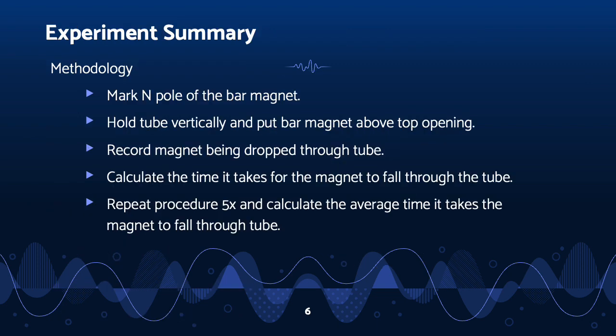Experiment summary. Mark the north pole of the bar magnet, hold the tube vertically, and put the bar magnet above the top opening. Record the magnet being dropped through the tube, calculate the time it takes for the magnet to fall through the tube, and then repeat this procedure 5 times and calculate the average time it takes for the magnet to fall through the tube.